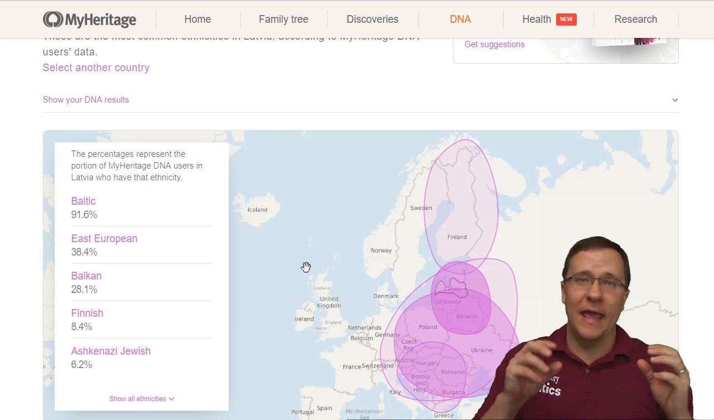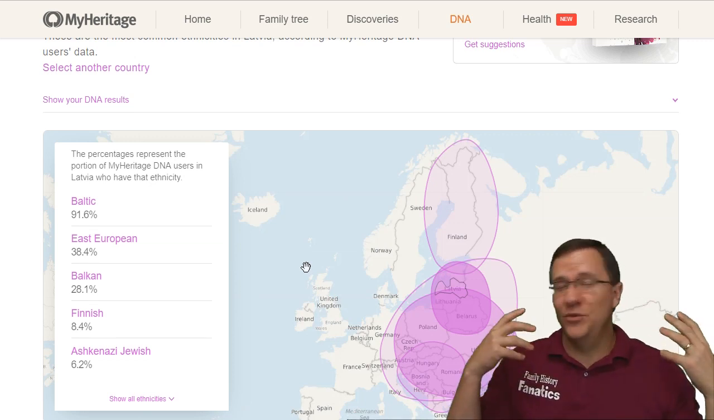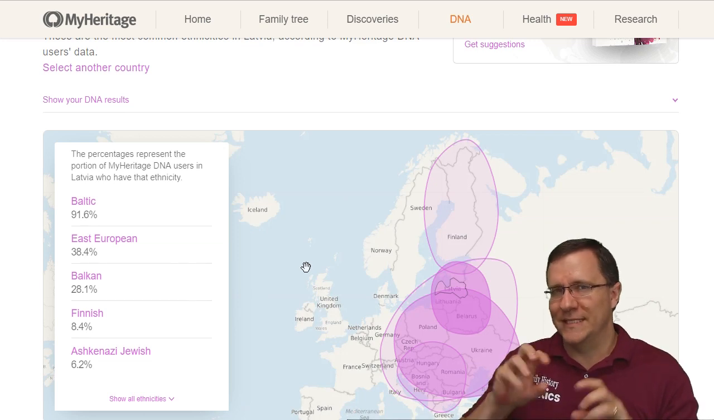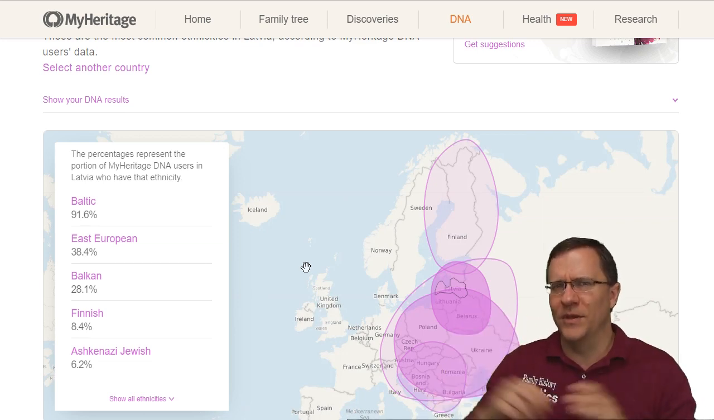So you may come up with ethnicities in your results that are not what you expected from your genealogy. In this case, this is a great tool to start using to see what ethnicities are from different areas.